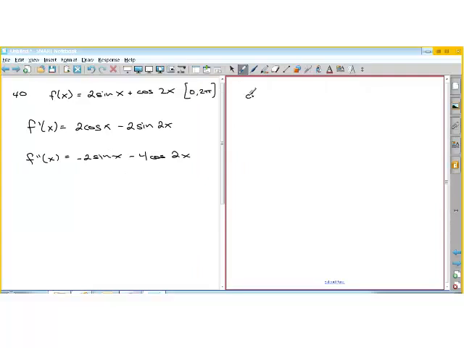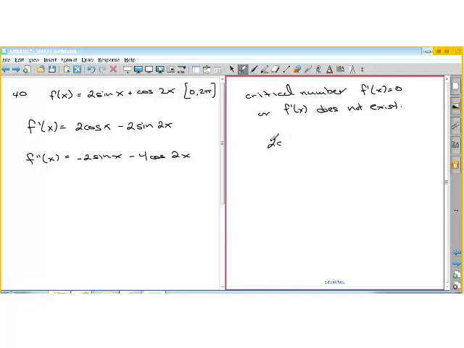So to find the critical numbers, they are where the derivative is 0, so where f prime of x equals 0, or where f prime of x does not exist. In this case, because it's a sine and cosine, the function always exists. So all we have to do is the first part.